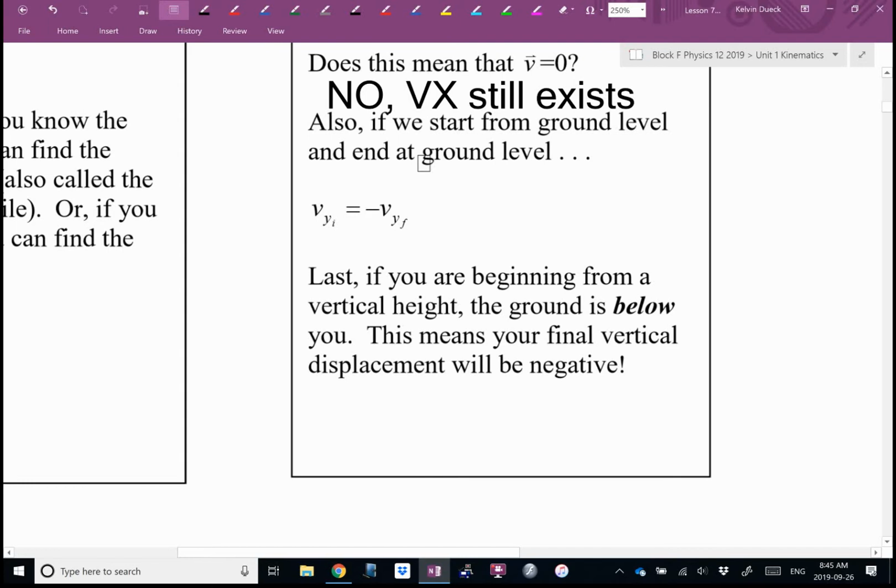Last, if you're starting from a cliff, from a vertical height, the ground is below you, and this means that your vertical displacement will be negative. Those are the key ideas for projectiles.